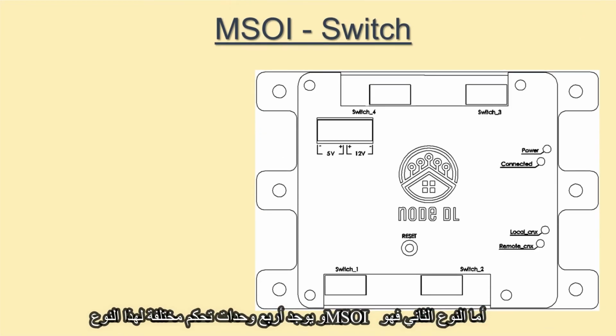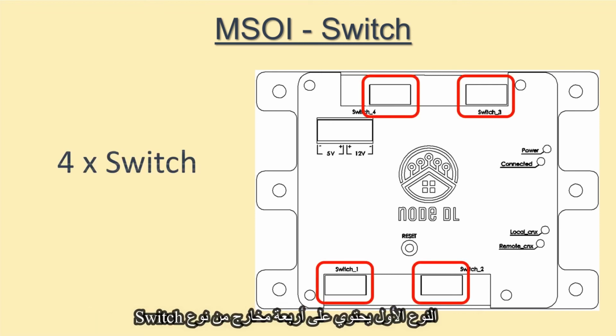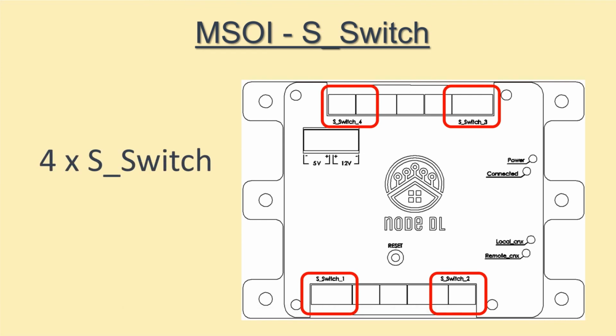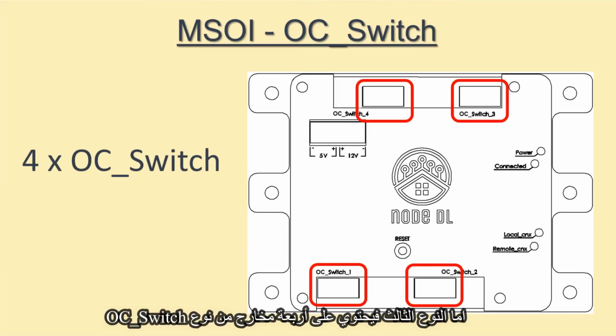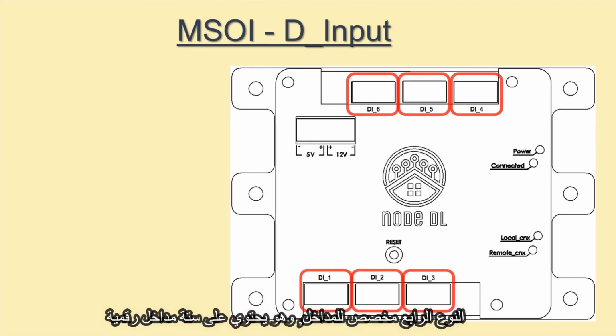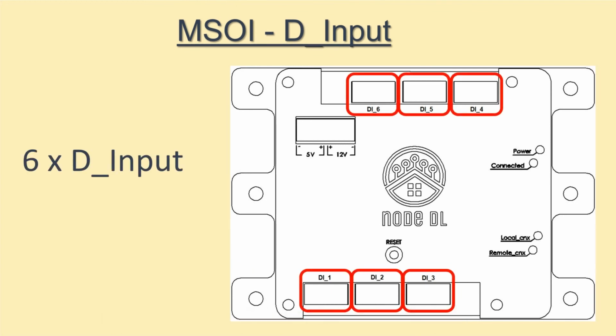As for the second type, it is the MSOI type, and there are 4 different controllers for this type. The first type contains 4 outputs of type switch. The second type has 4 S switch outputs. As for the third type, it has 4 OC switch outputs, and the fourth type is dedicated to the inputs, which contains 6 digital inputs.